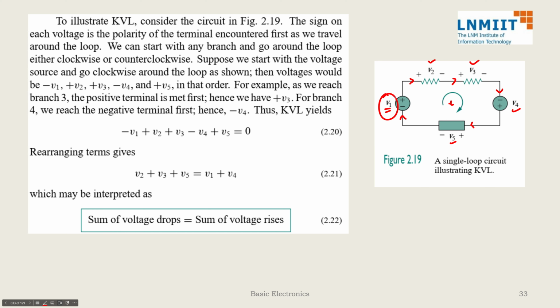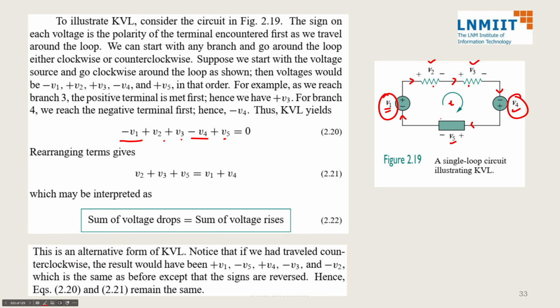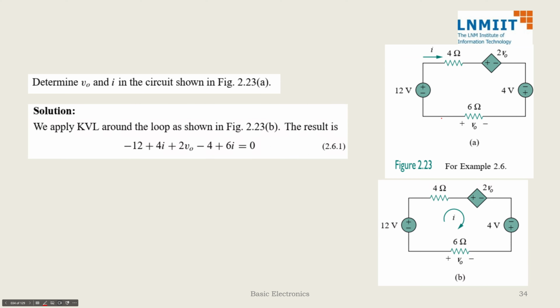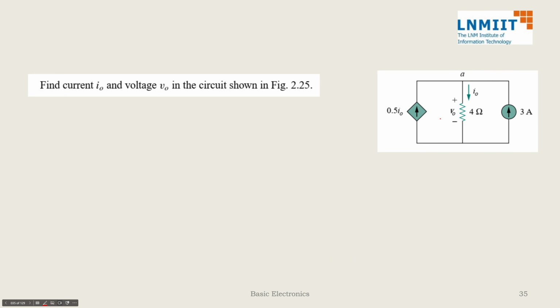So V1 and V4 will be with a minus sign. V2, V3 and V5 will be with a plus sign. So you can see V1 and V4 are written with a minus sign and all others are with the plus sign. This is how we can write the mesh equation or loop equation with the help of Kirchhoff's voltage law.